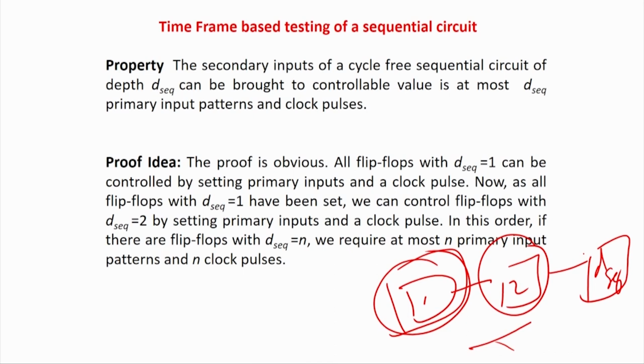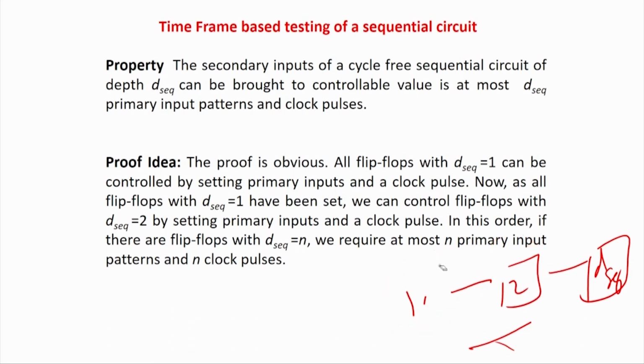So, any flip flop at the level D sequence can always be controlled by test patterns whose number is equal to D sequence. The number of patterns required will be maximum D sequence, and a clock pulse has to be applied for each pattern because flip flops keep on moving the data on clock edges. So, that is the idea.